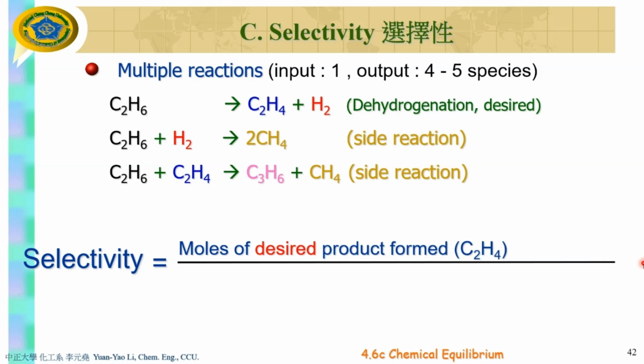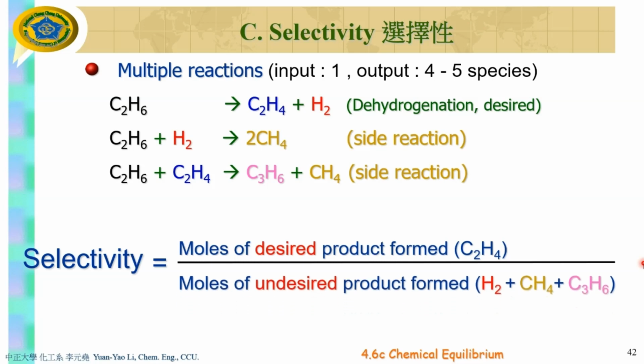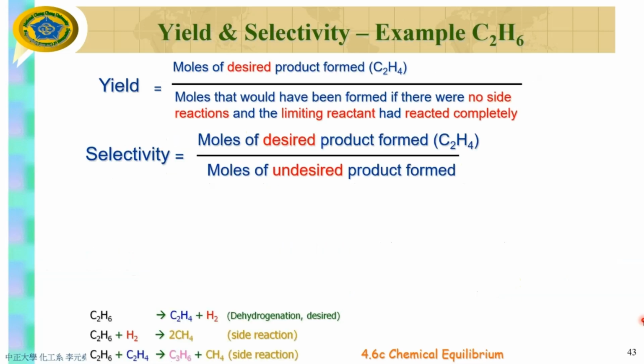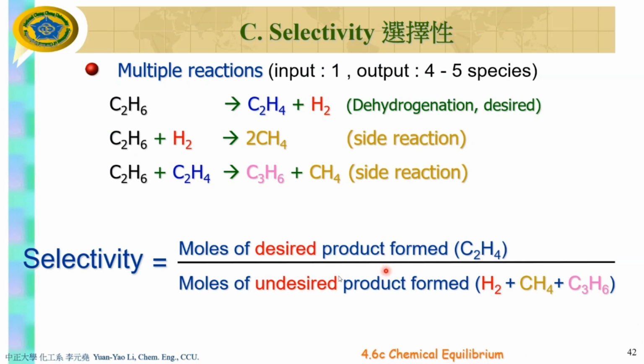And then what's divided by what? Divided by the moles of the undesired products formed, which is this product, H2, CH4, and C3H6. So you have these three species, the amount of these three species. So you might have an example like this. I want you to remember the definition of the yield and the selectivity. Okay?